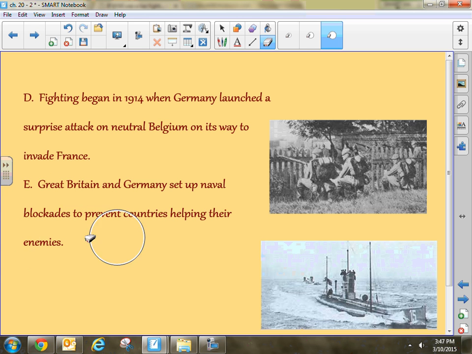Both Great Britain and Germany set up naval blockades to prevent anybody from helping the other one. Great Britain sets up blockades to keep anyone from trading with Germany, and Germany sets up naval blockades to prevent anybody from helping Great Britain. Germany uses U-boats, submarines, to enforce the blockade. There were German U-boats off the coast of the United States because they wanted to prevent the U.S. from trading with their enemy, Great Britain.